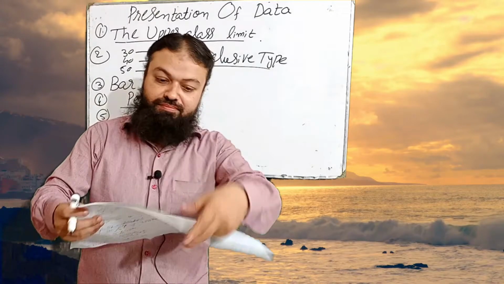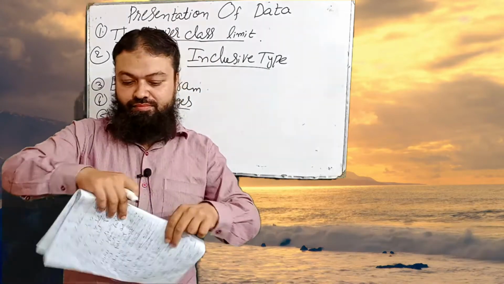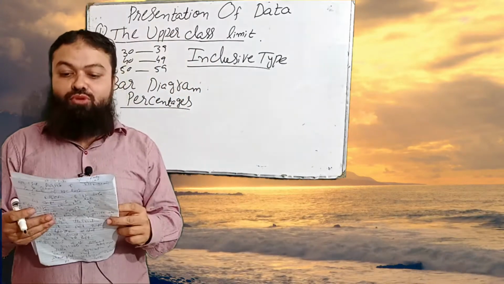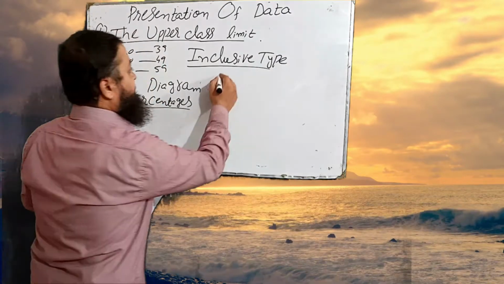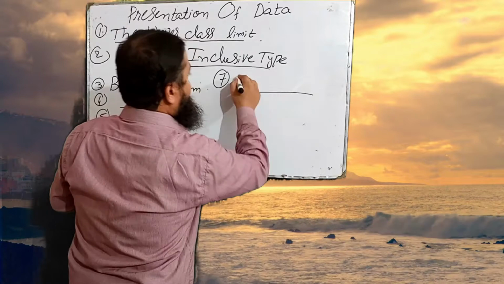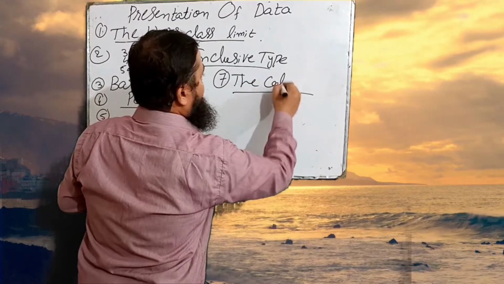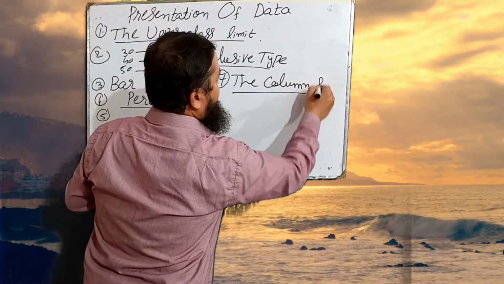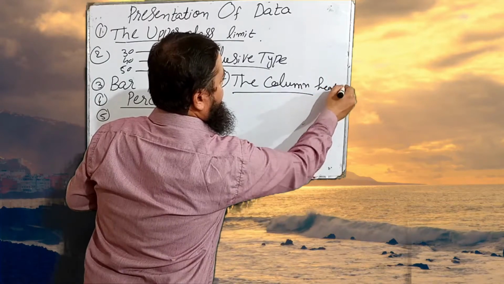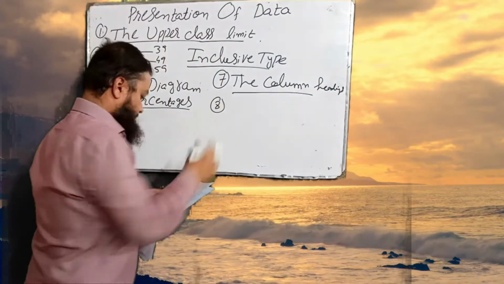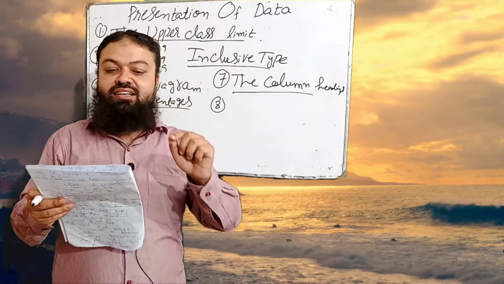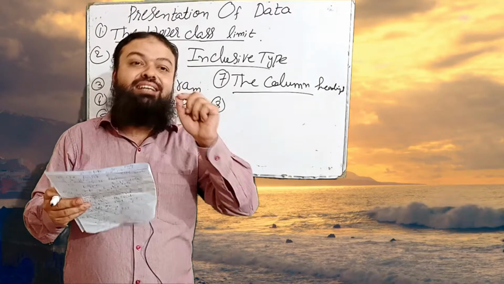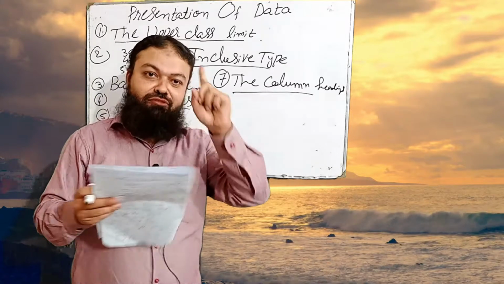Number 7 is, in tabulation, caption stands for the column headings. Very important one. Number 8, a simple table contains data of one characteristic. If you have one characteristic.